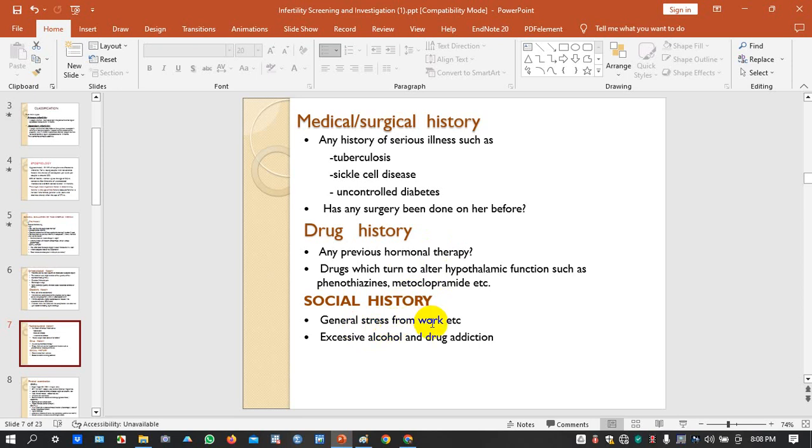Okay, the social history. General stress from work. The men, you come from work and you are always tired. Women, you come from work and you are so tired. Even if your husband sleeps with you, you get nowhere because you are tired, your fat metabolism is affected, your glucose metabolism is affected, your sperms will die, your sperms will not get strength to swim. Women, your ovulation, or your ability to produce eggs, will not be there because you are stressed out. Excessive alcohol and drug addiction also cause infertility.